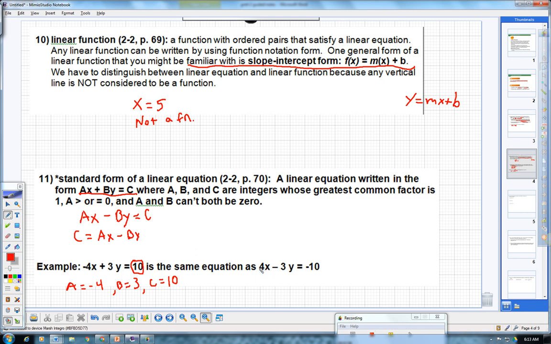So we also have 4x minus 3y equals negative 10. You probably noticed that I just divided each side by negative 1 here. When you divide each side by negative 1, it's really the same equation. So understand you may get some answers that might not match the back of the book. You need to be able to interpret those differently. So here A equals 4, B equals negative 3, and C equals negative 10.